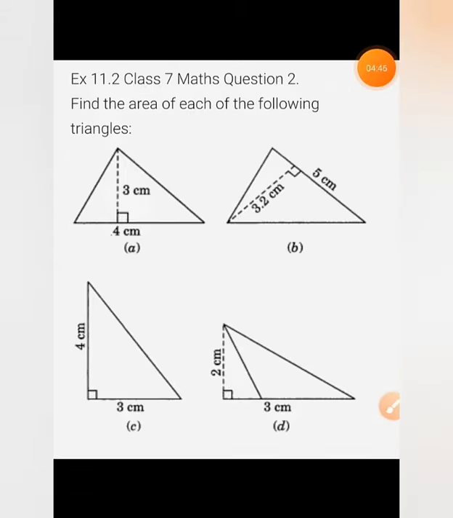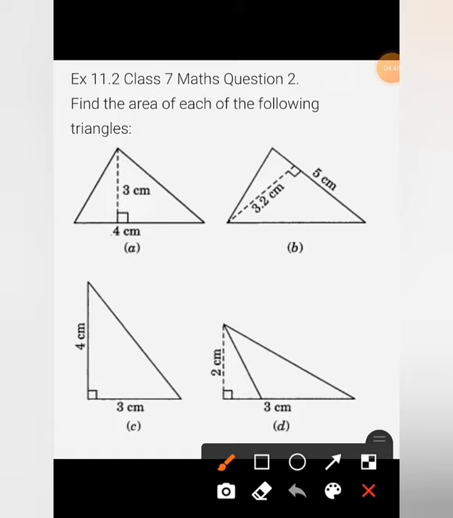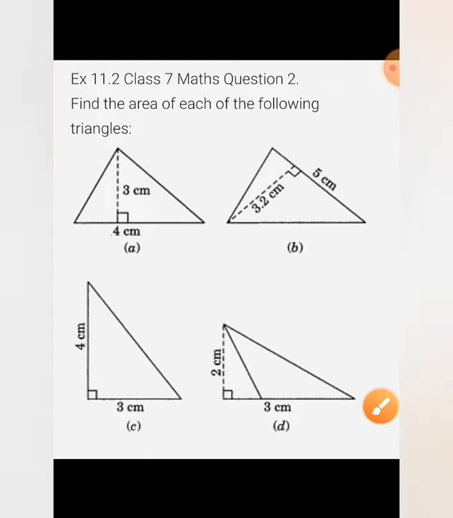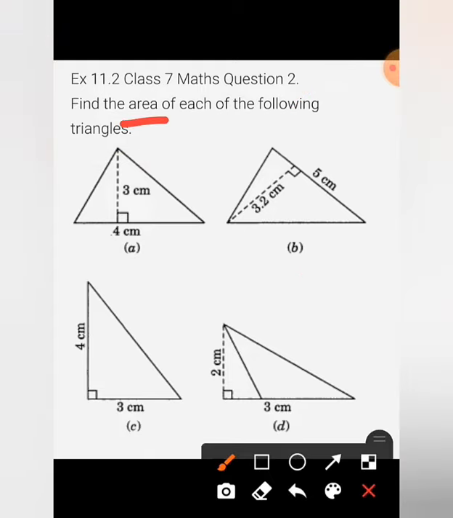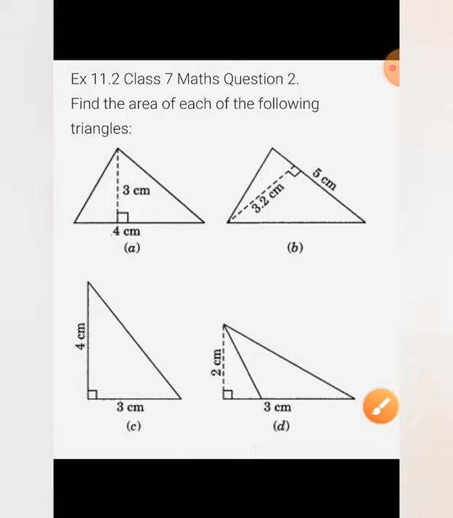Now we will see question number 2 of exercise 11.2. Question number 2 is: find the area of each of the following triangles. In question number 1, all the figures were parallelograms. Now here in question 2, all the figures given to us are triangles. So we need to apply the formula for area of triangle. Area of triangle is half base into height. Again we need base and height.